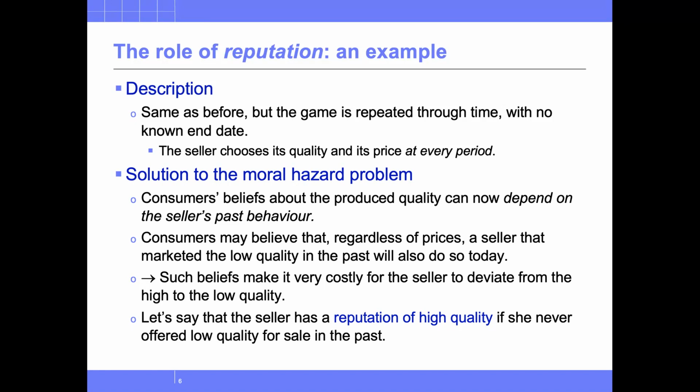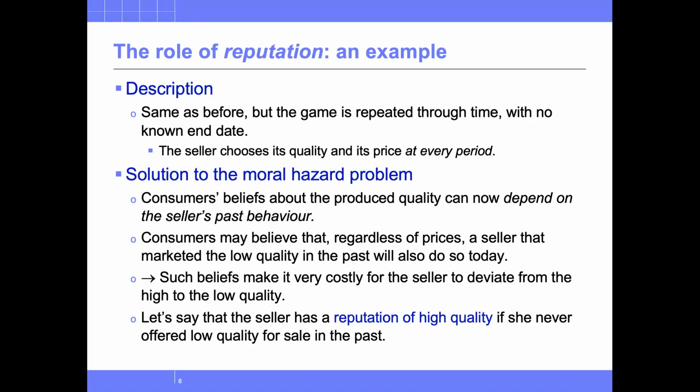Okay. Now, consumers, of course, when they don't know something, they've got to form expectations about this something. So consumers have to form expectations about the quality of the product that they will receive. Okay, but the difference with the previous setting that we looked at is that the consumer's beliefs now can depend on the seller's past behavior. Okay, so they can condition what they believe on what they have observed in the past.